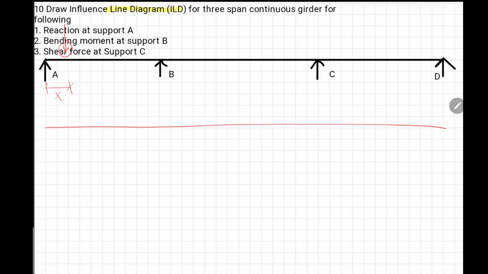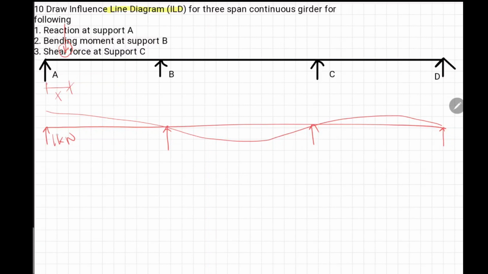So to get the reaction at A, we just remove this reaction and replace it by a unit load of 1 kilonewton. And if I draw the deflected shape, that is the influence line diagram for the reaction at A.